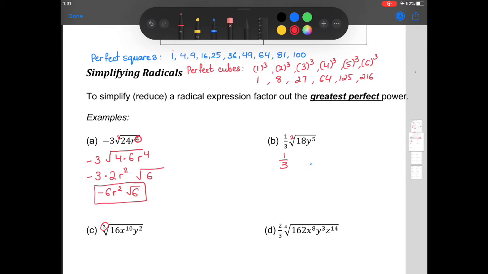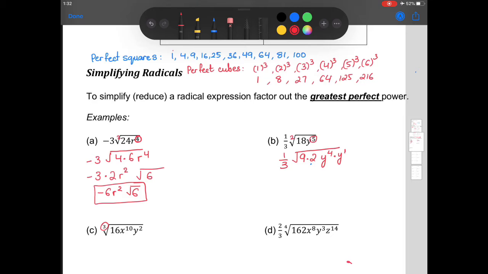Now 18 is not a perfect square. So again, think of one of these numbers from the list that goes into 18. Or you can think of it as, if 18 isn't, you literally go to half of that number. What's half of 18? 9. And check, is 9 a perfect square? Yes, 9 is. So 9 times what gives you 18? 9 times 2, right? And now look at this. This power is 5. Does 2 go into 5? No. So what is the number that 2 goes into? Can I break it down into 4 times y to the first?